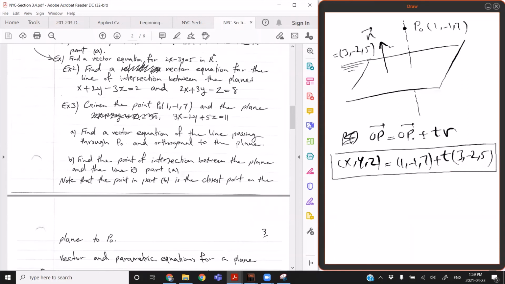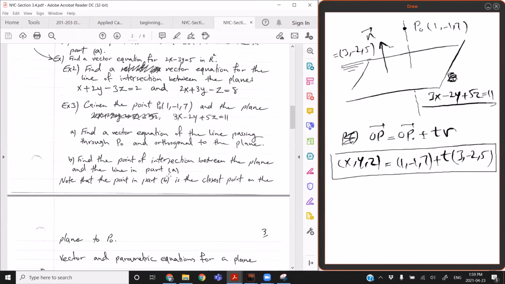Part B, find the point of intersection between the plane and the line. So we have a plane here, 3x minus 2y plus 5z is equal to 11. That's the given plane.